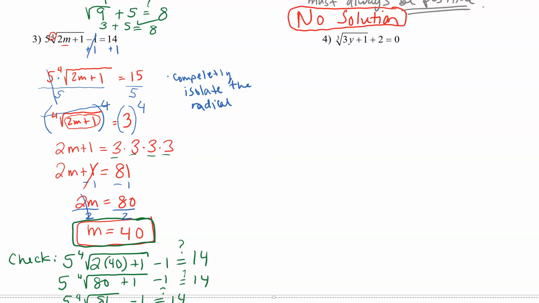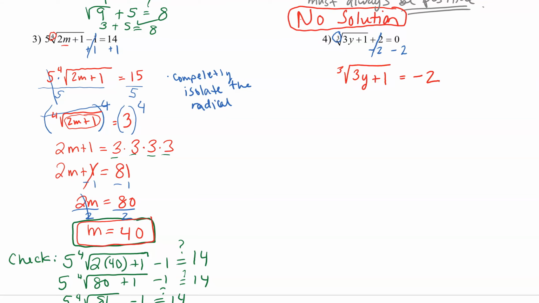So example 4 will be similar because it's set up in a similar way. It is an odd root, a 3rd root, so we'll have to keep that in mind. I begin, as usual, by isolating the radical so that eventually I can eliminate it. And so then I have the 3rd root of 3y plus 1 equals negative 2.